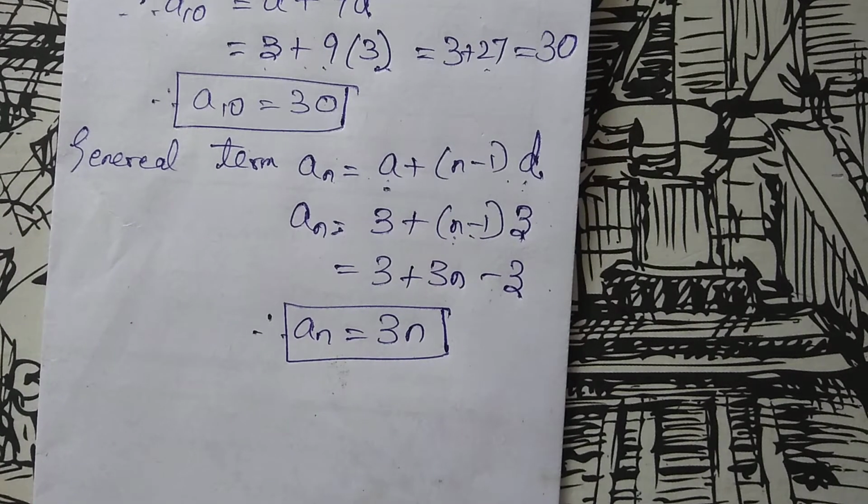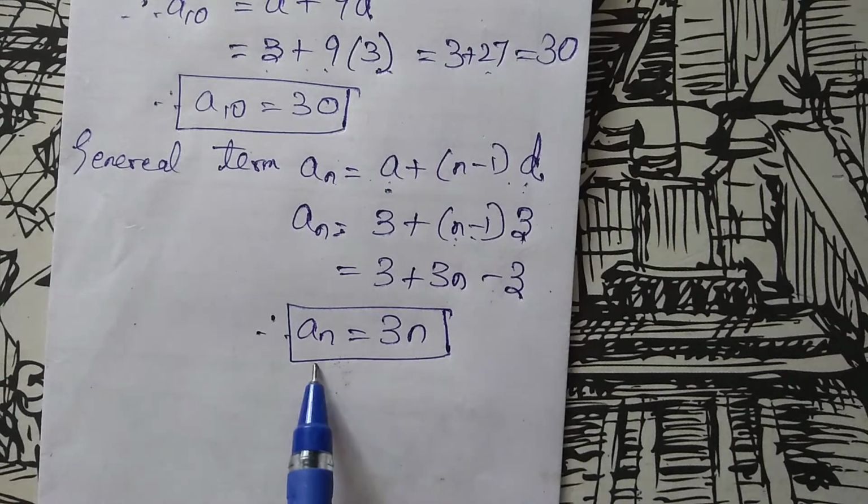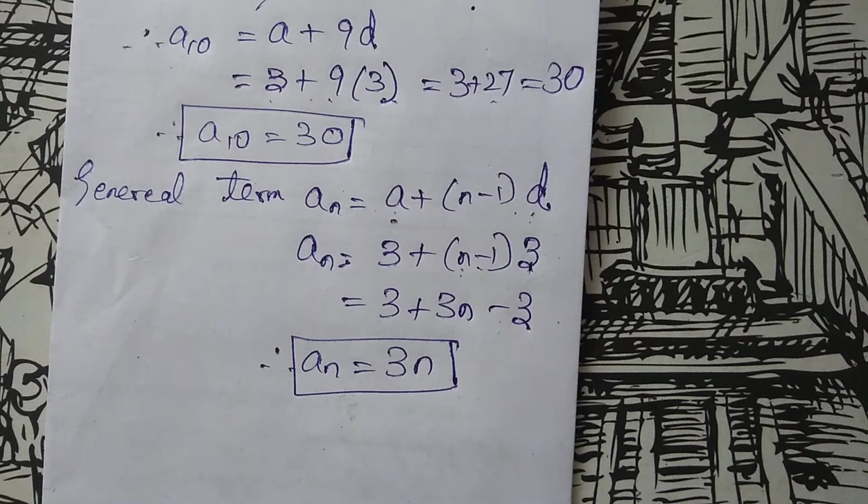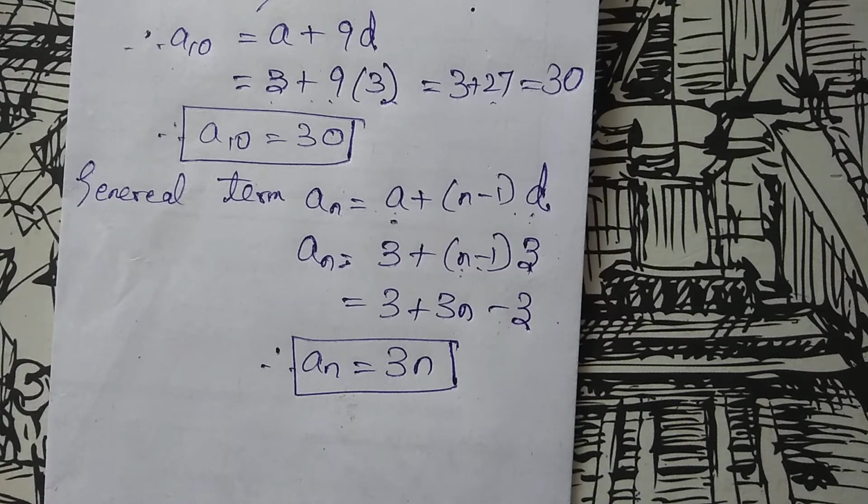But we know what is A, what is D. We substitute and we get an is equal to 3n. So this type of questions will be coming for your 3-mark question. Next.